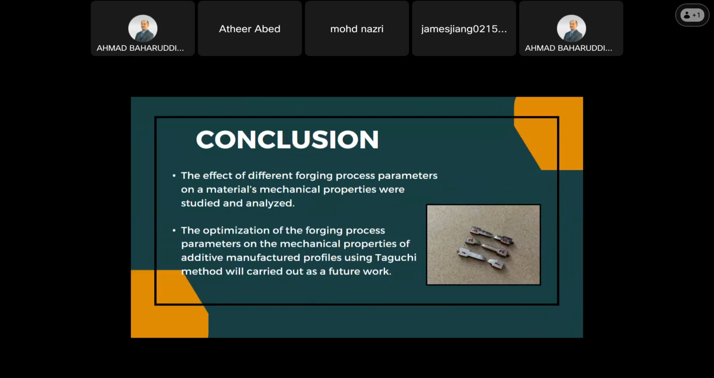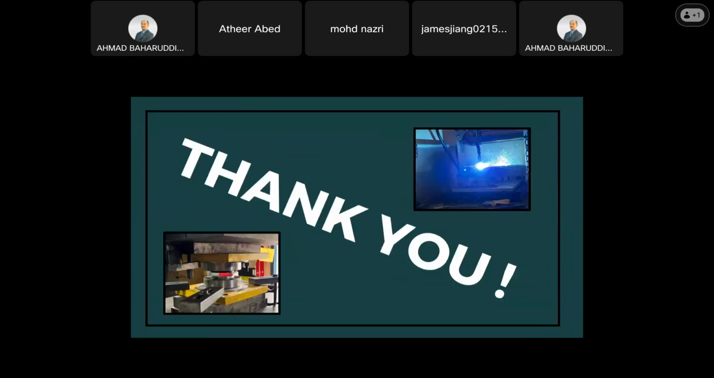Now for the conclusion, the effect of different forging process parameters on a material's mechanical properties was studied and analyzed. The optimization of forging process parameters on the mechanical properties of additive manufactured profiles using the Taguchi method will be carried out as future work before I finish the project. And that's all from me. Thank you.